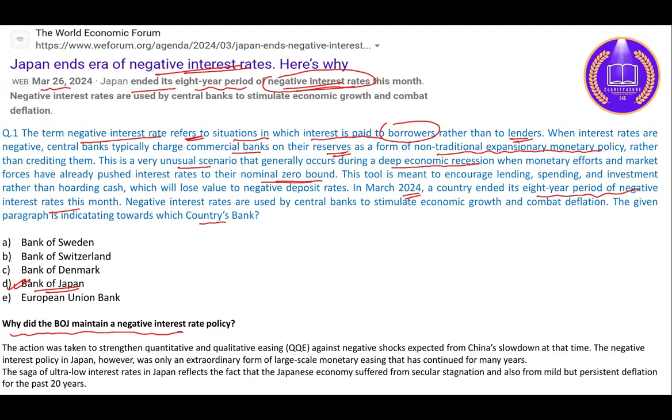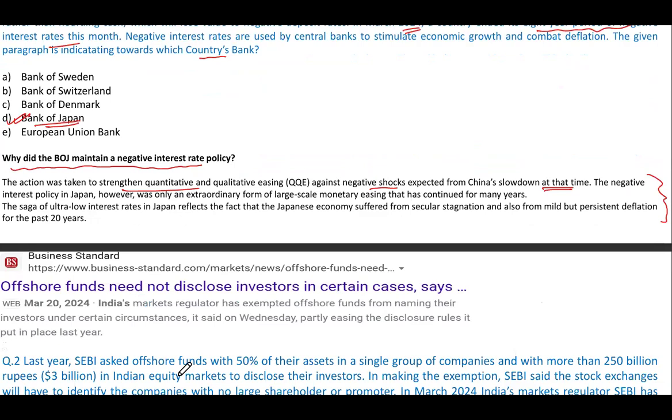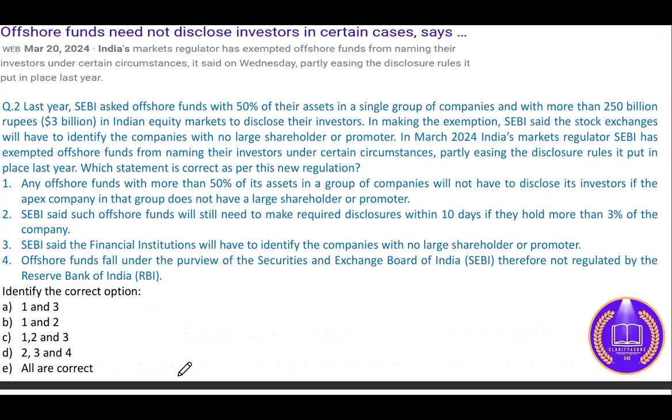And one more statement is there: why did the Bank of Japan maintain a negative interest policy? See, the reason is written over here. The action was taken to strengthen the quantitative as well as qualitative easing against the negative shocks expected from China's slowdown at that very time, 8 years before. That's why it adopted the policy of negative interest rate. Let's move on to another question.